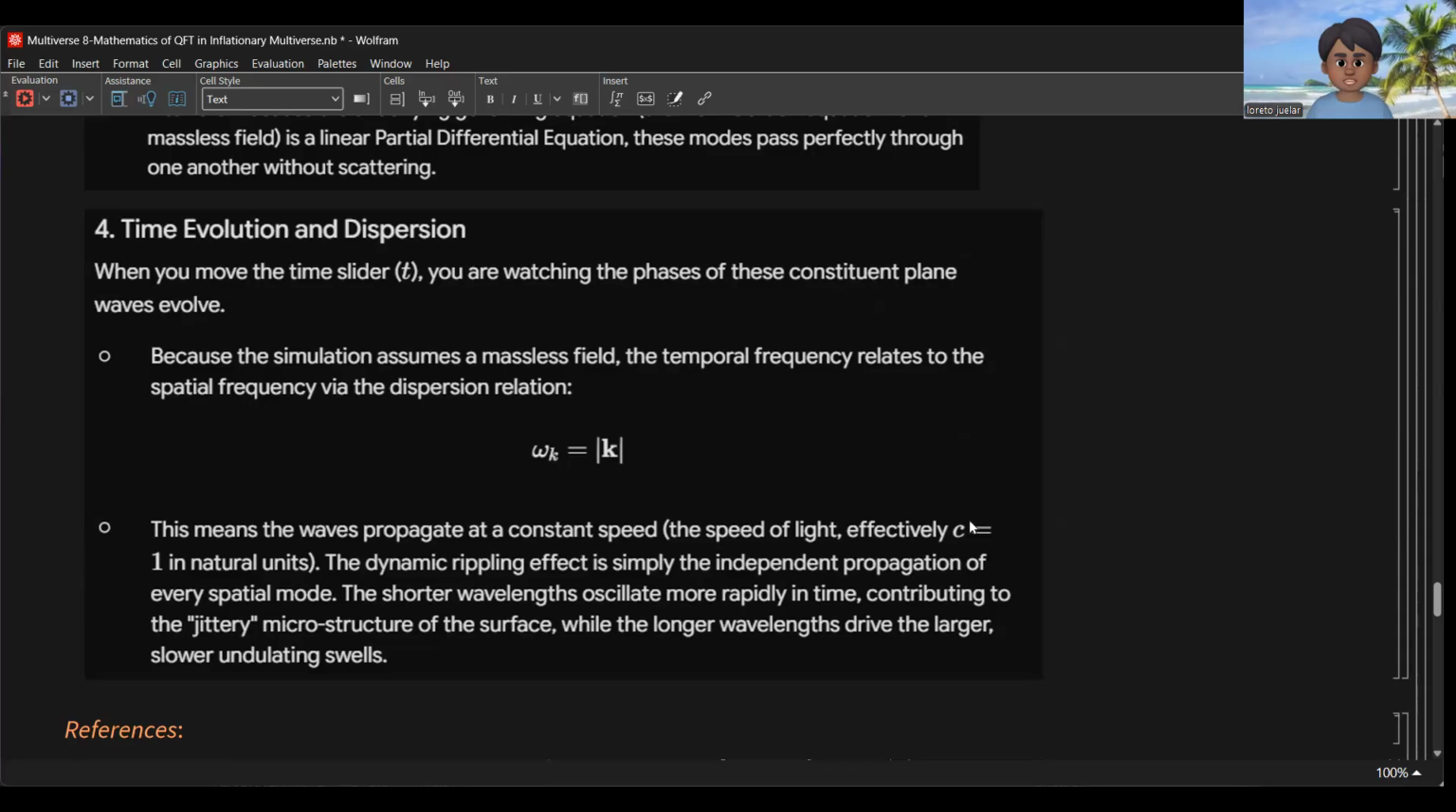So in short, the simulation represents a quantum vacuum as a chaotic, randomly generated surface of interfering waves that evolve over time, where shorter waves move faster than longer ones.